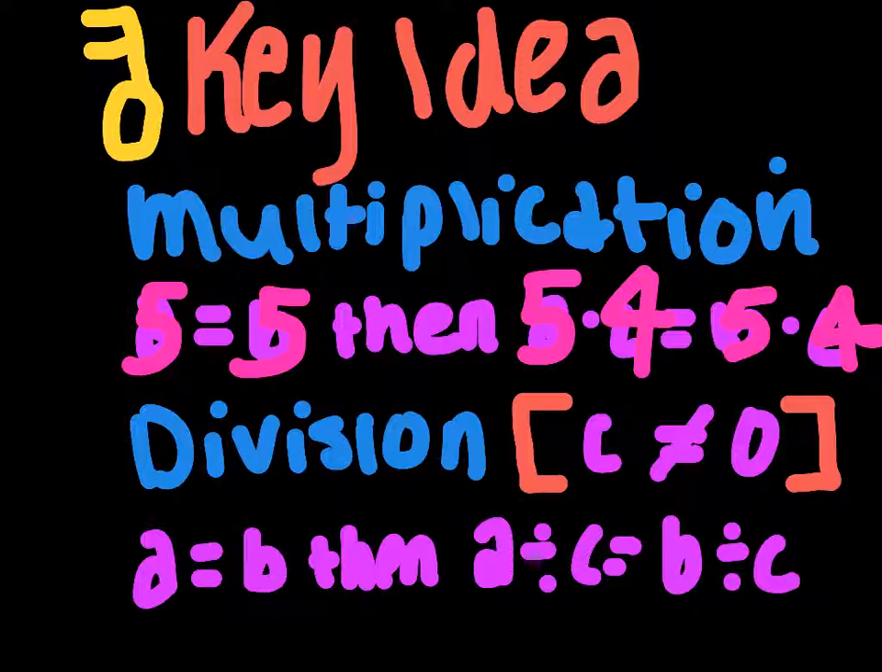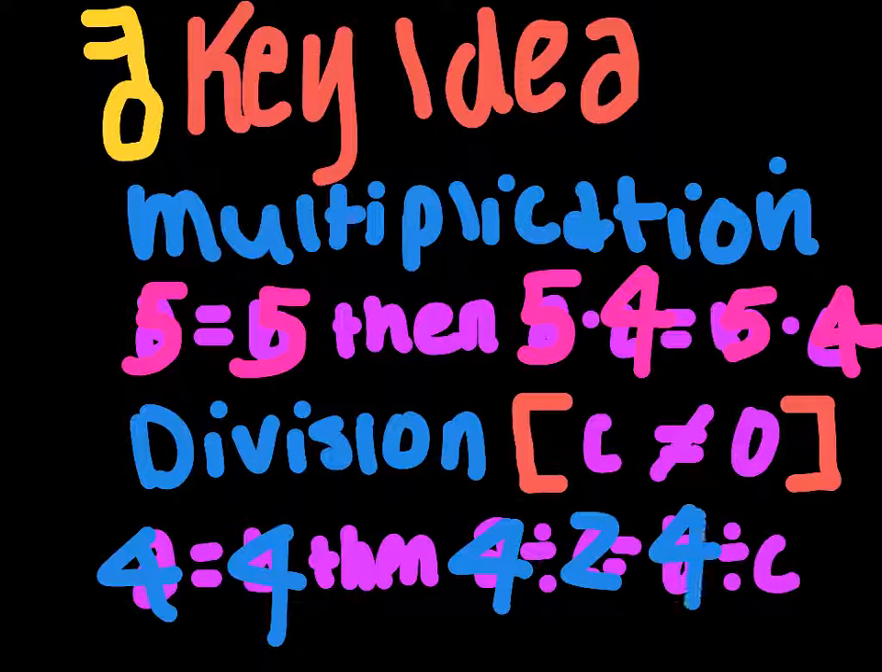So the division property says dividing each side of an equation by the same number produces an equivalent equation. Okay? So if A is 5, B is 5, let's change our numbers because those would be kind of hard. Okay, let's do 4. So A is 4, B is 4, C is 2. So 4 divided by 2 is 2. 4 divided by 2 is 2. So they are equivalent equations.